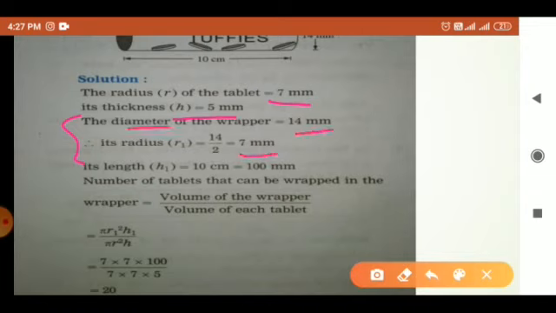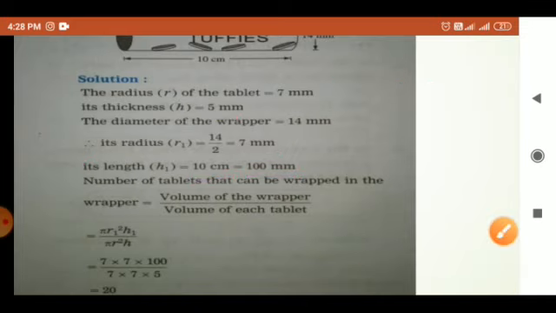So radius we will find out first by halving; whenever there is a diameter, halve it, you will get the radius. And height is given 10 centimeter. So when we convert centimeter into mm, we know that 1 centimeter is equal to 10 mm. 1 centimeter means 10 mm. So 10 centimeter means 100 mm.